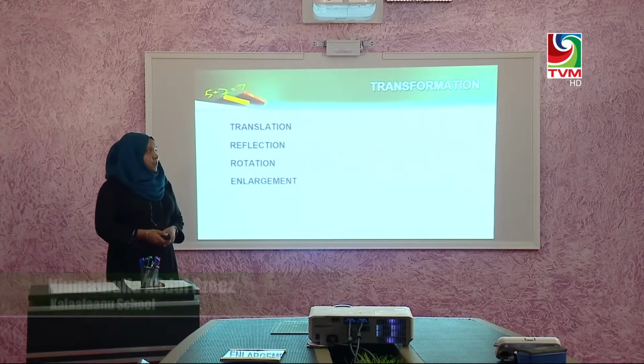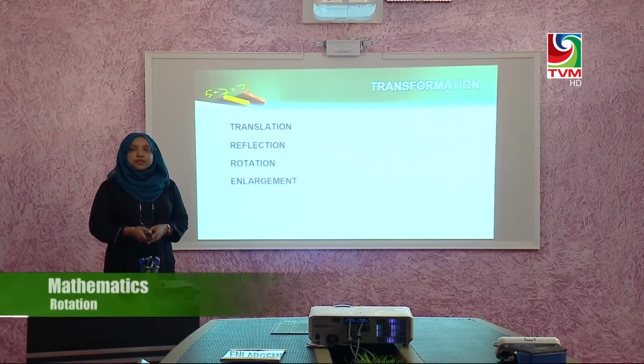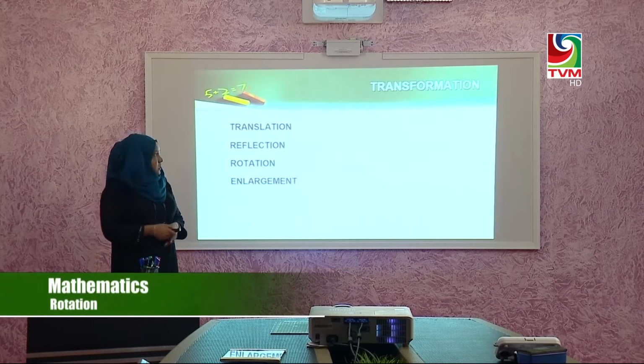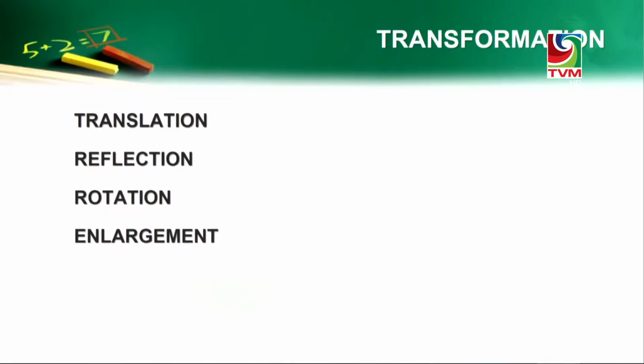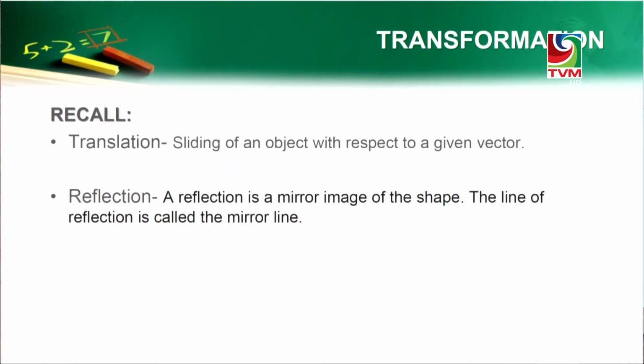As you know, in this class we are discussing types of transformation. These are the types of transformation: translation, reflection, rotation and enlargement. We have already completed translation and reflection. Before I move on to today's lesson, I would like to recall what we have done in translation and reflection. Translation is sliding of an object with respect to a given vector. Here the important thing is the vector, because the vector gives direction and movement of the object.